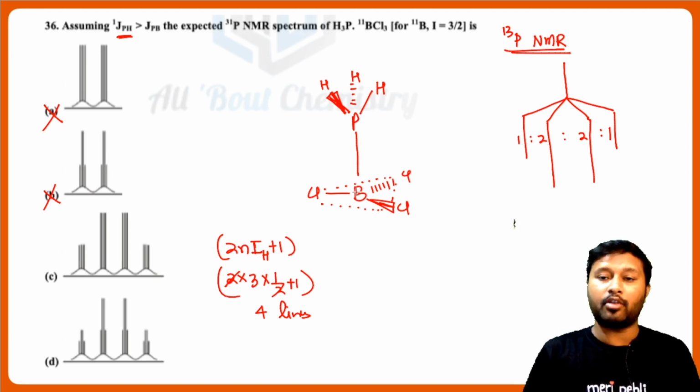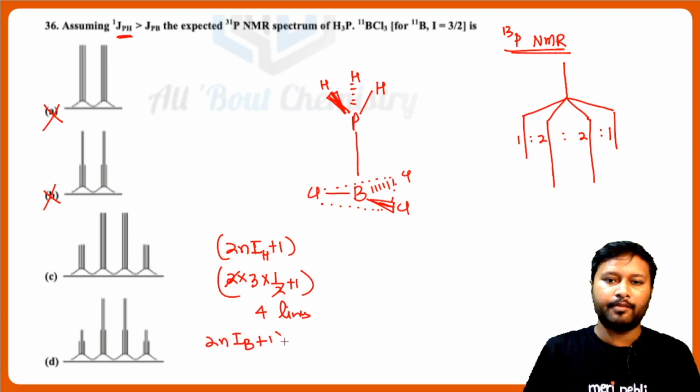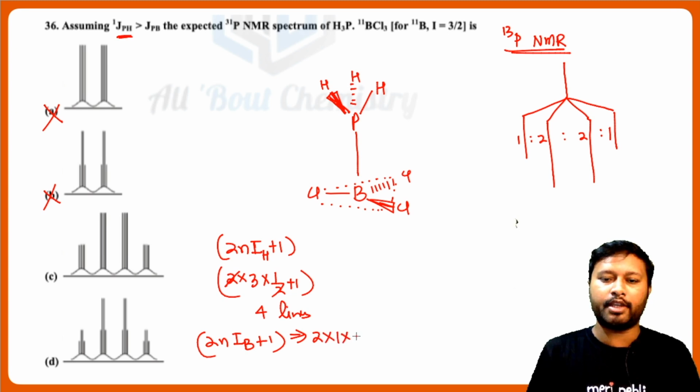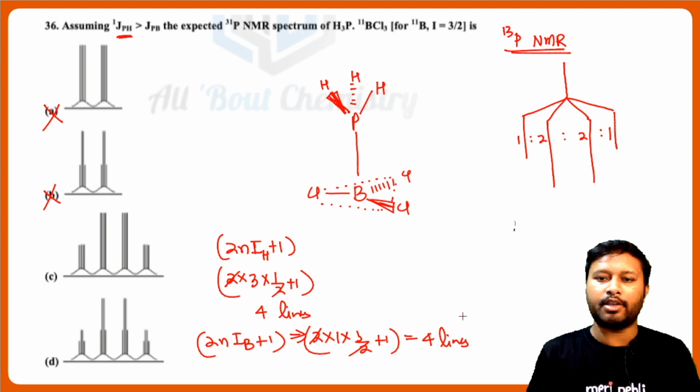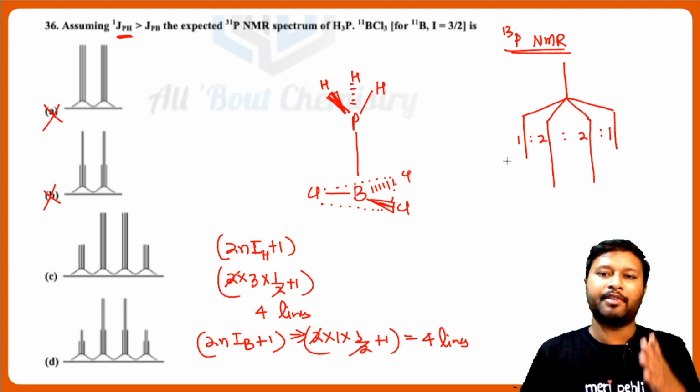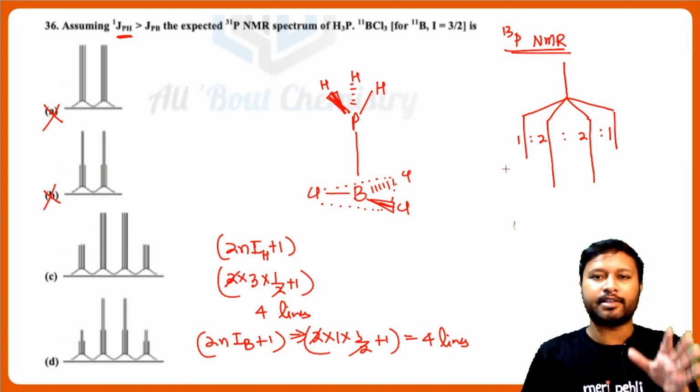And how many lines is boron going to cause? Use the formula 2nI plus 1. So that will be 2 into 1, and boron's I is 3/2, plus 1. Solve this and you will get 4 lines again. But these 4 lines are not going to follow the Pascal rule, because the Pascal rule is followed by those which have I value of half. I will discuss this in the next video.